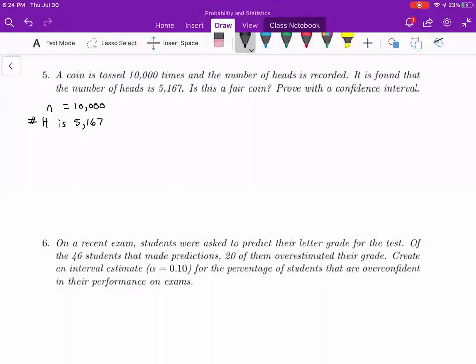And so this means if the coin is fair, then P can be 0.5. So that means we want a confidence interval for P. Right? So that's the thought process. You always have to figure out, are you doing an interval for mu or P? And this is the first time that we actually want an interval for P.